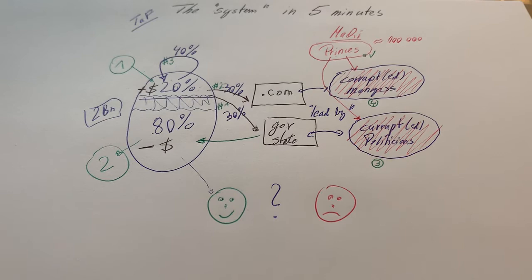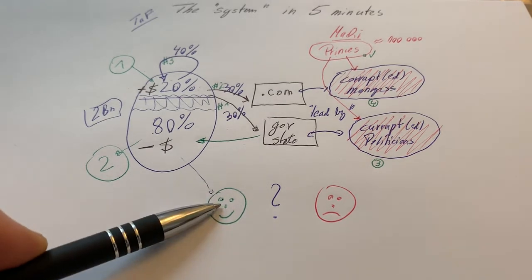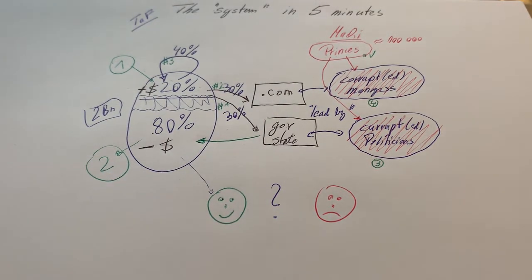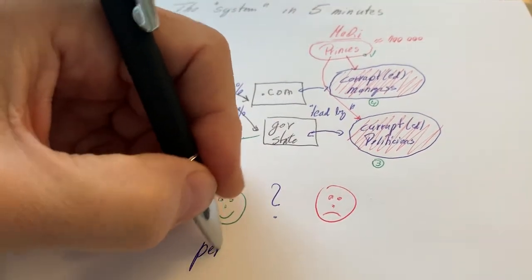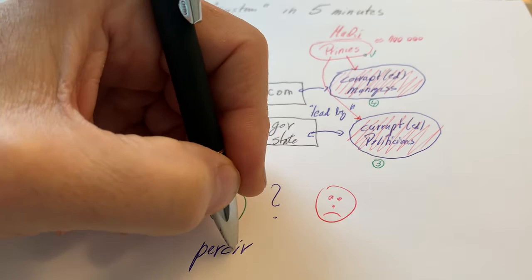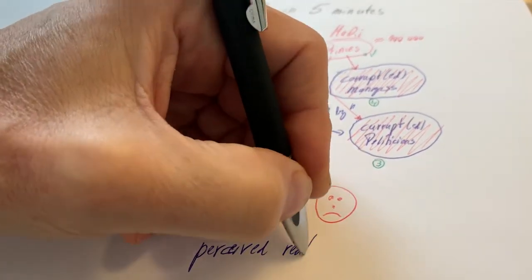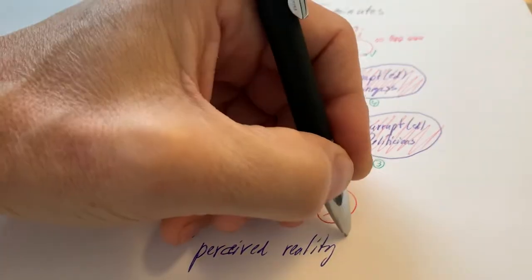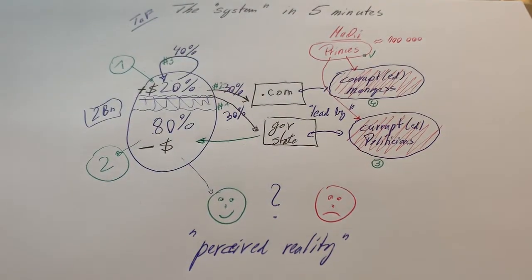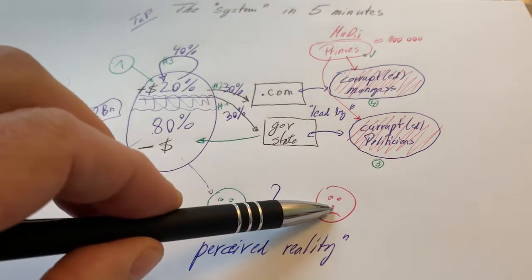Now the thing is, are we happy? Whether we are happy depends very much on what we believe is our perceived reality. So I will write here: perceived reality. It is your perceived reality that determines whether you feel happy or unhappy.